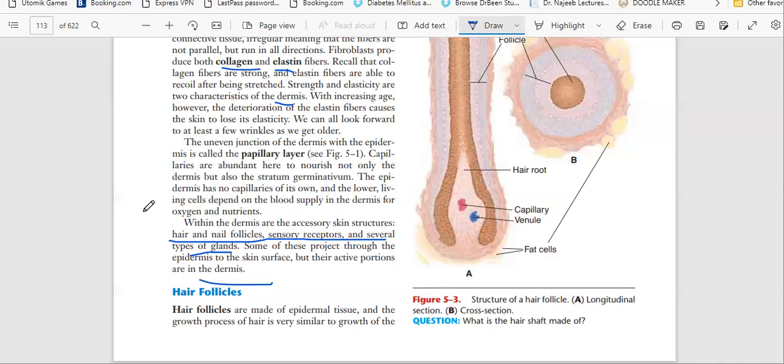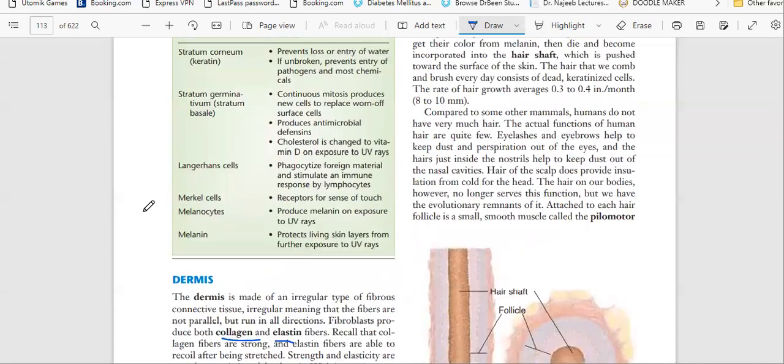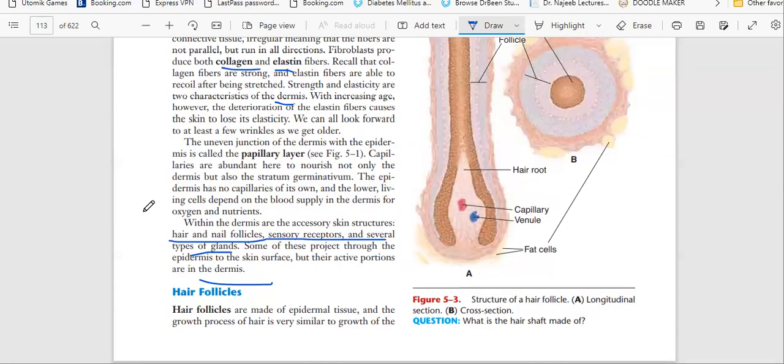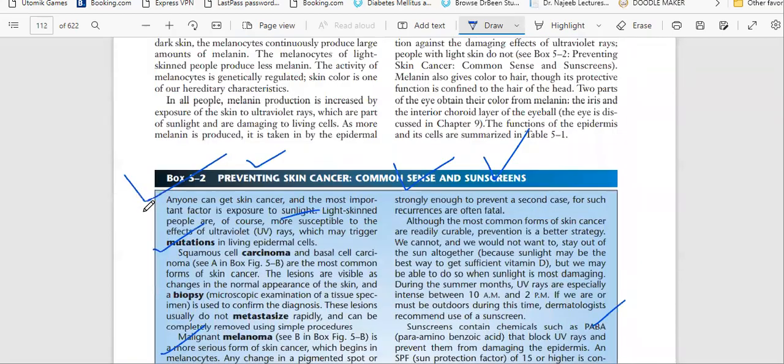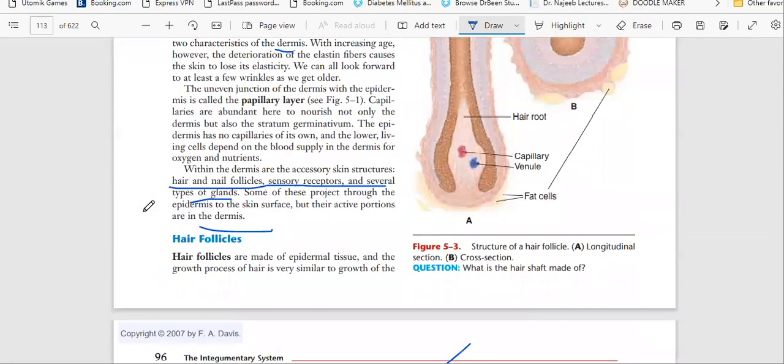But we will see the projection in the epidermis. So here we will conclude our lecture. I think you understood today's topic. I will continue tomorrow from the hair follicles and other accessory organs which are present in the dermis. If you have any doubt, please ask.